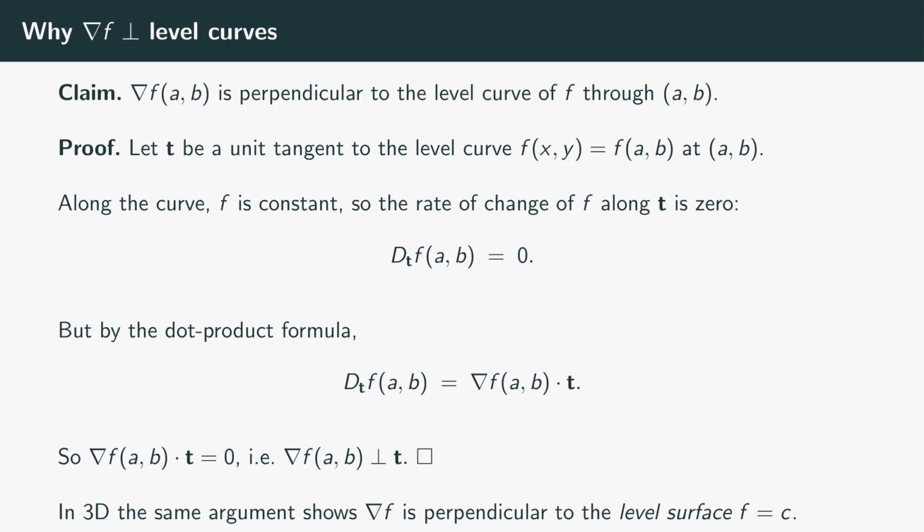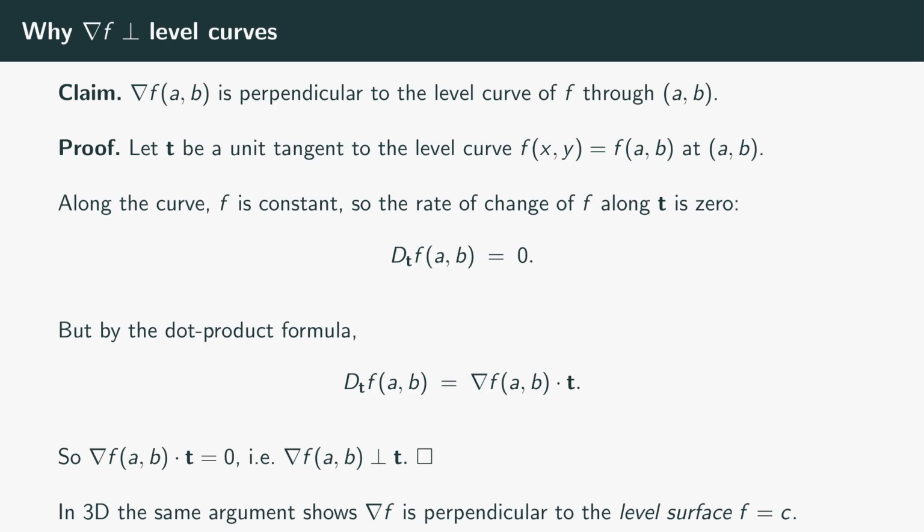Why is the gradient perpendicular to level curves? Three lines. Pick a point (a, b) on the level curve f of x, y equals f of (a, b). Let t be a unit tangent vector to that curve at that point. The function f is, by definition, constant along the level curve. So if you take a step in the tangent direction t, f doesn't change, to first order.